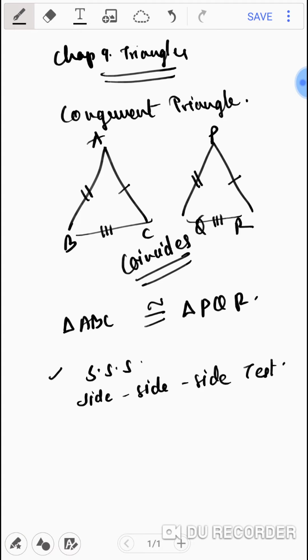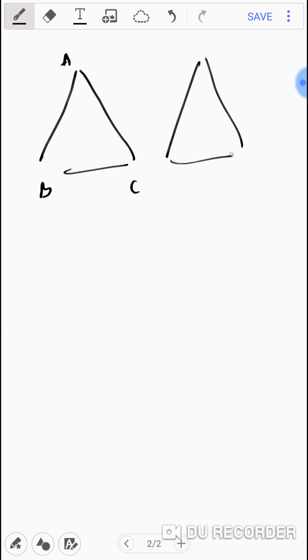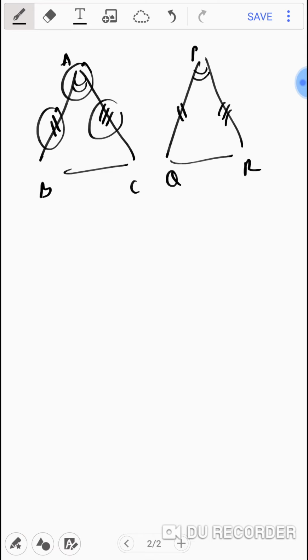Suppose in case I have triangle ABC and triangle PQR. In that we have AB equal to PQ, AC equal to PR, and in between I have angle A equal to angle P. In that case we will say that the two triangles are congruent by the side angle side test.